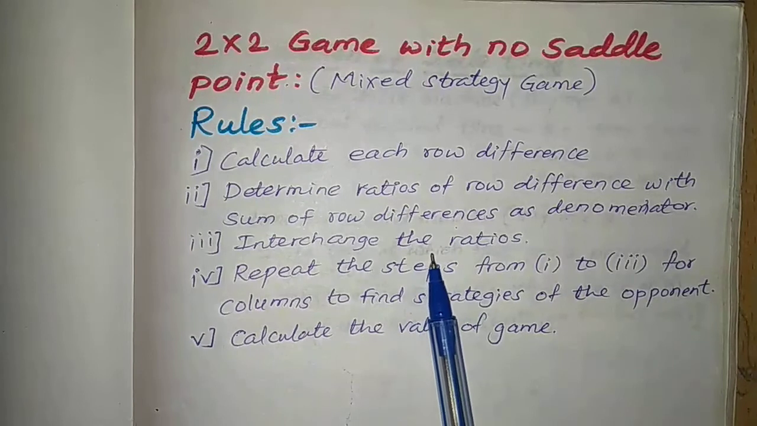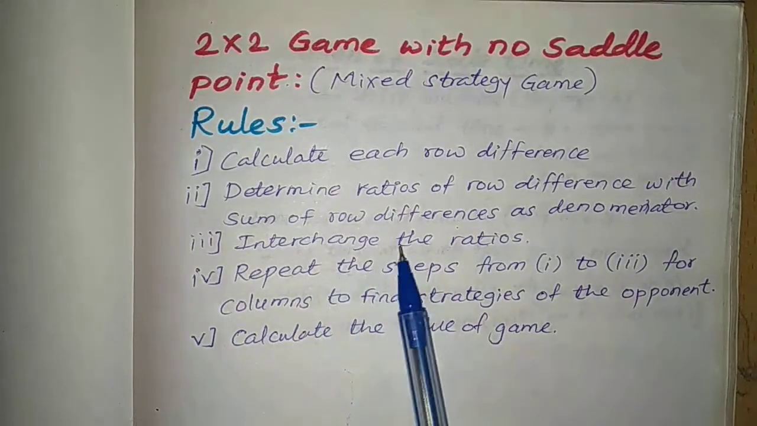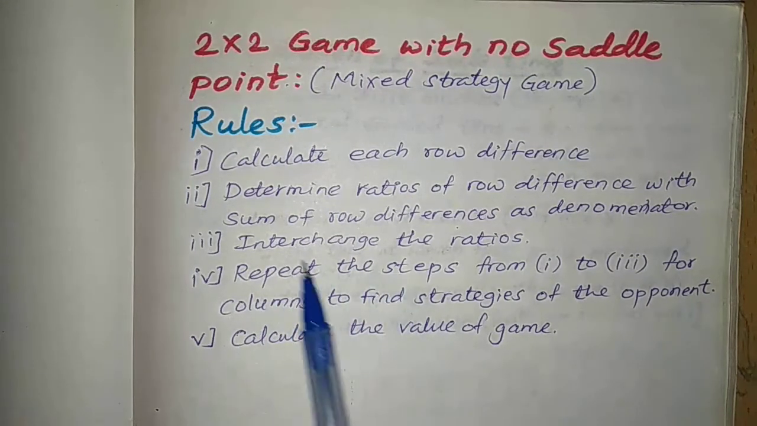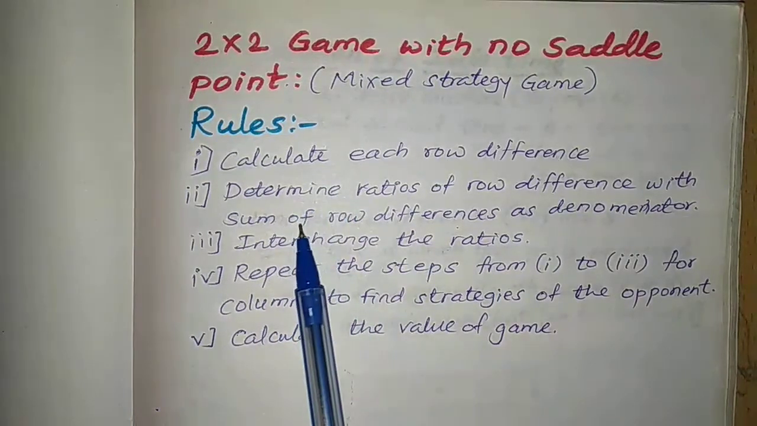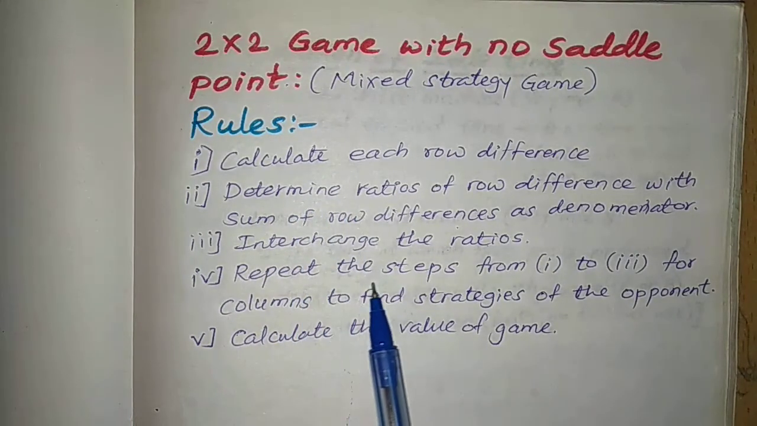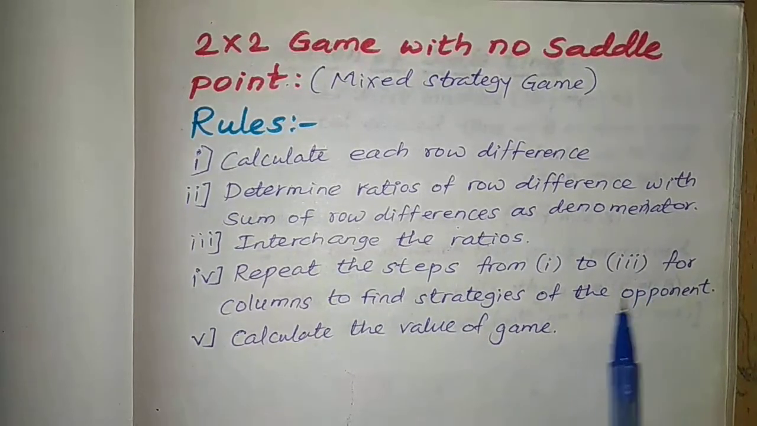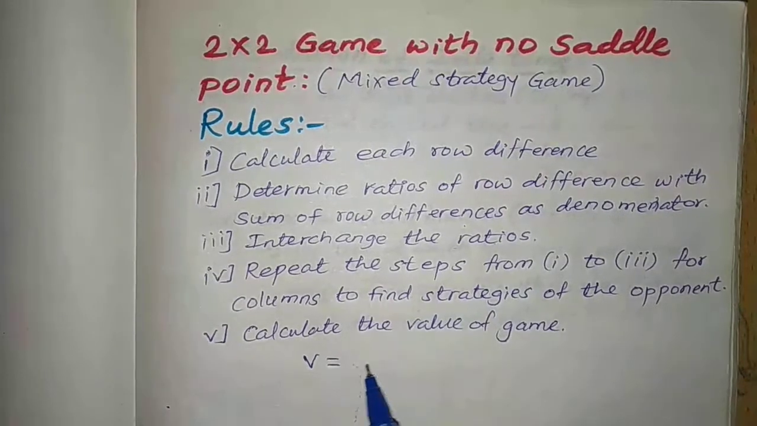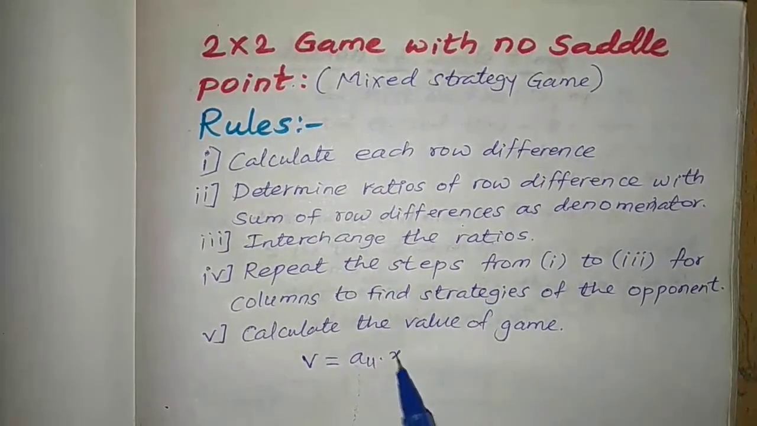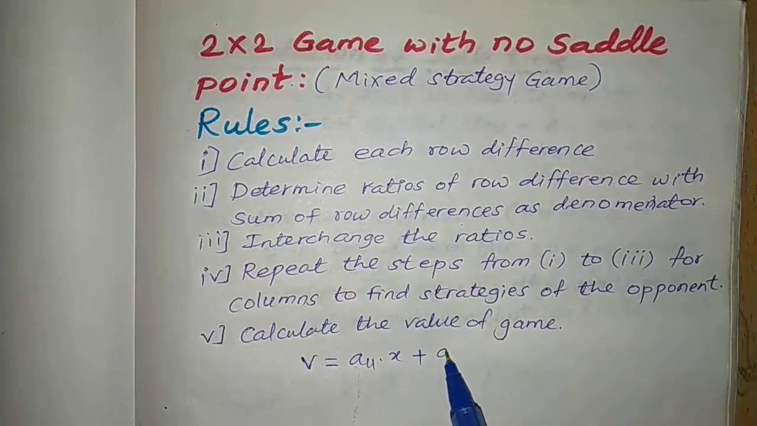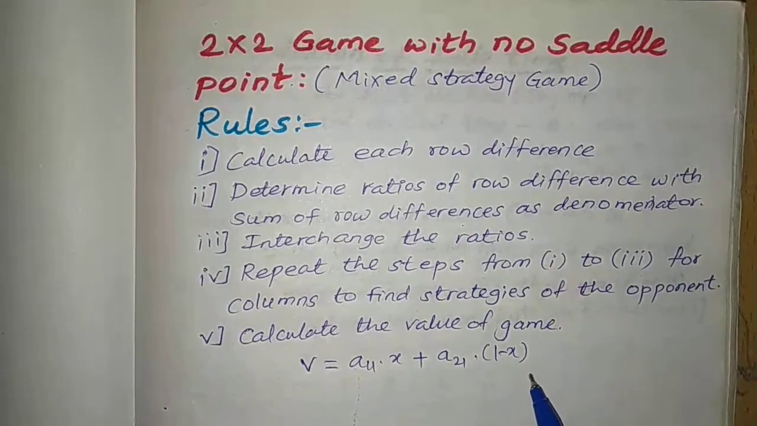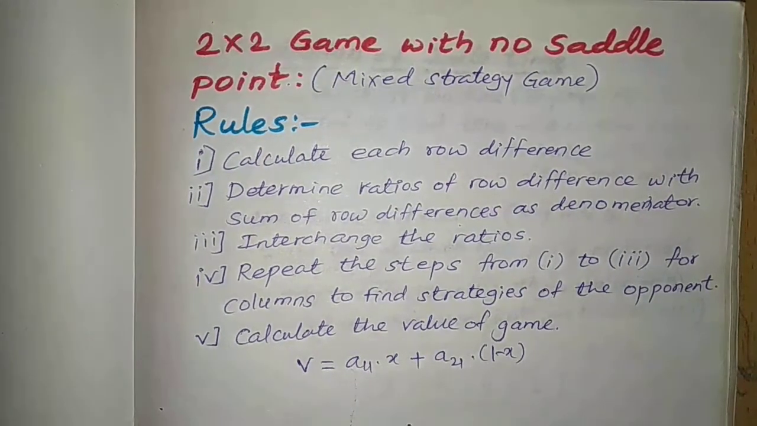Let us see this in the example next. To determine the values of y and 1 minus y, we have to repeat these steps for the columns. We repeat the steps from 1 to 3 for the opponent, and then we can calculate the value of game, as we have seen previously, by using the formula v equal to a11 into x plus a21 into 1 minus x. It will give us the value of game. There are many formulas we have seen.